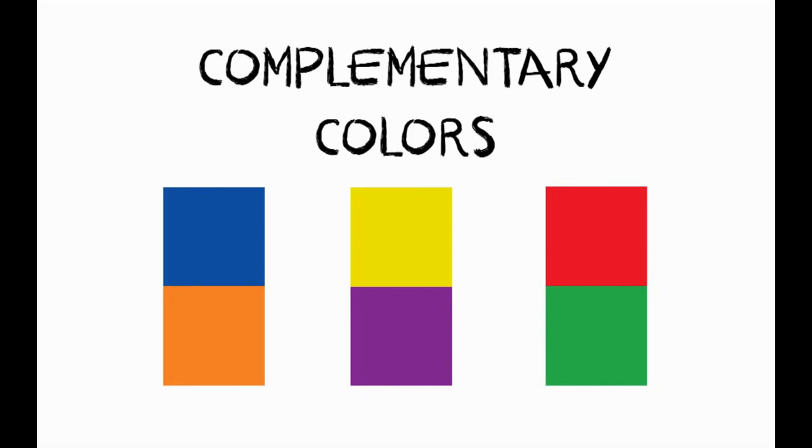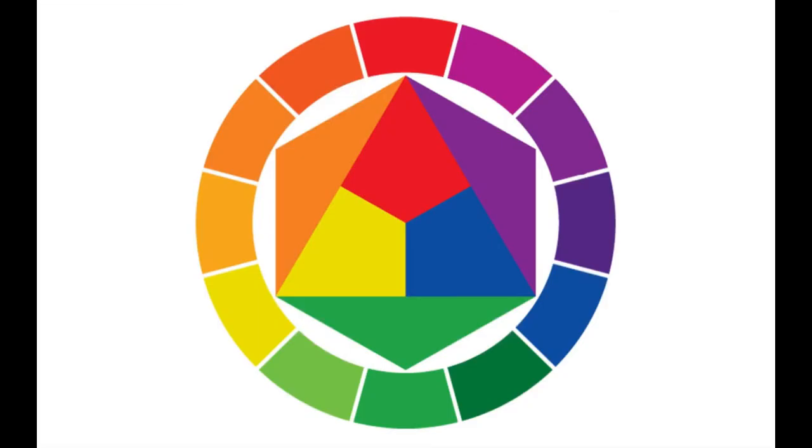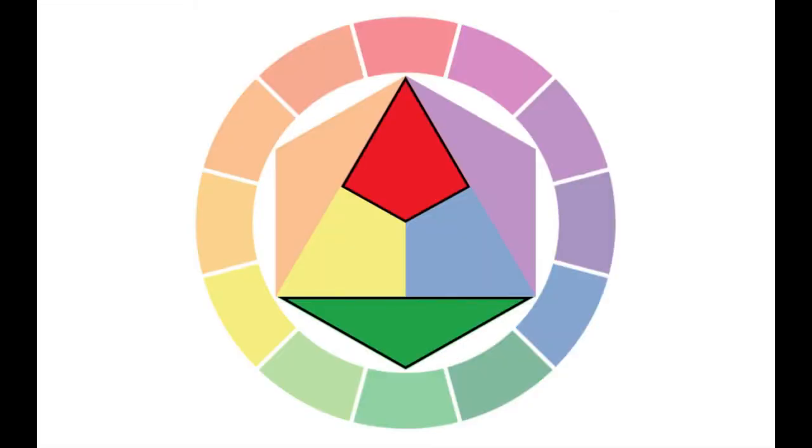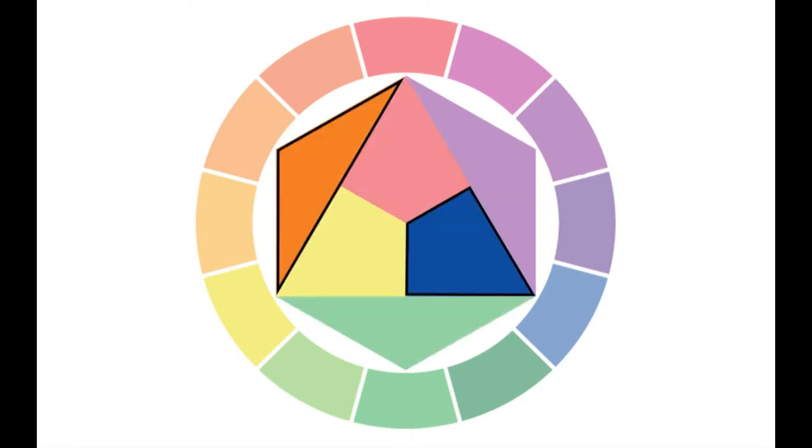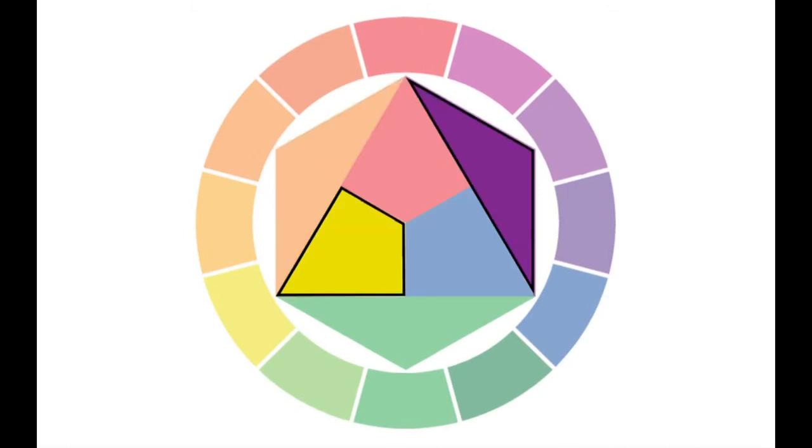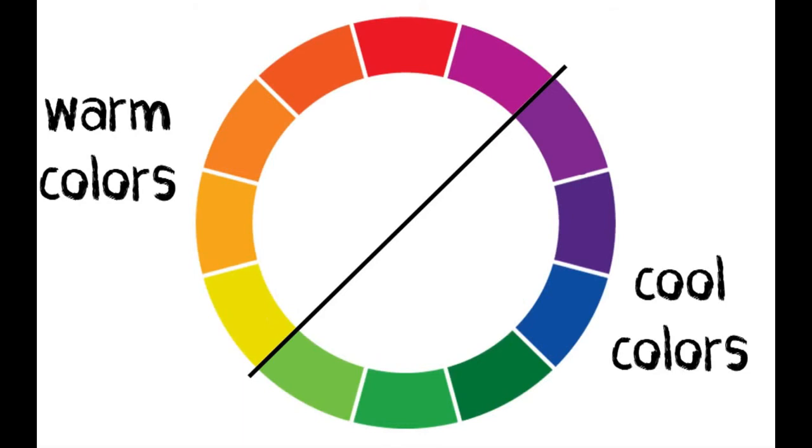Complementary colors are those which create the strongest contrast when placed near to each other. A sort of opposite colors. The complementary color of red is green, the one of blue is orange, and the one of yellow is purple. Colors can also be divided in warm colors and cool colors.